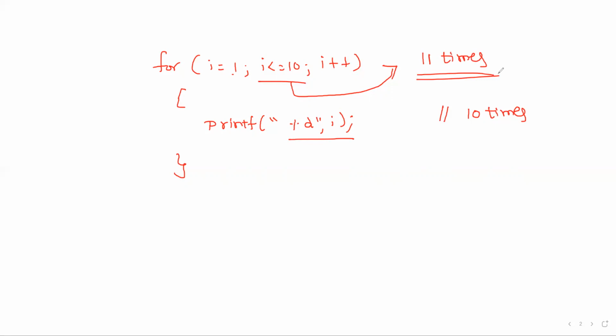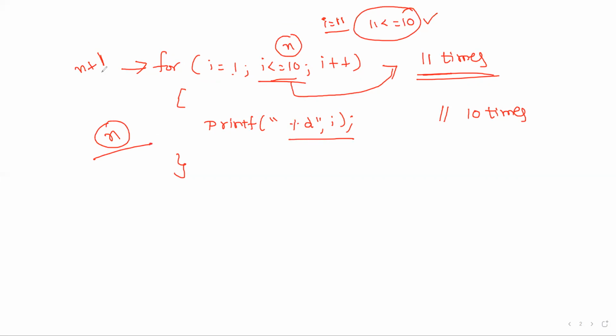Why is it 11 times? For all 10 cases, it is a true condition. So for i = 11, 11 <= 10 is also evaluated, whether it is true or false. That is not my question. If it is true, execute the body. If it is false, do not execute the body. The condition is evaluated 11 times. For example, if you have the statement i <= n, the condition is executed n + 1 times. The body is executed n times. So n + 1 means n true cases plus 1 false case.